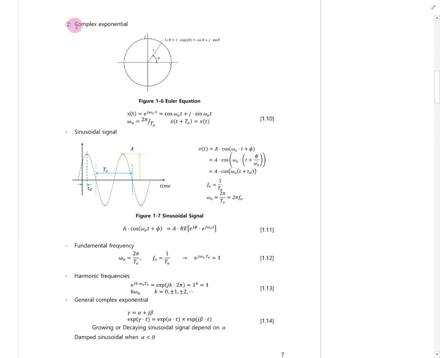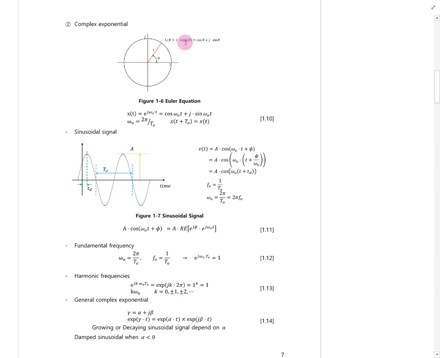The complex exponential functions are shown here. This figure shows the unit circle, where the radius is 1, and the angle equals theta. Then this point can be expressed in polar form: magnitude is 1, angle is theta. The same polar coordinate can be expressed as 1 times e to the j theta.